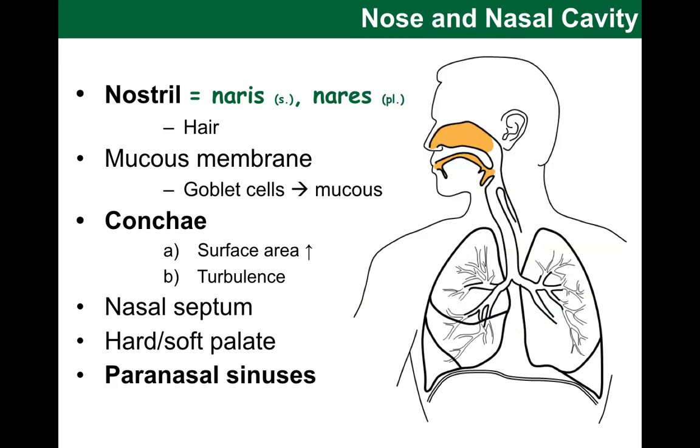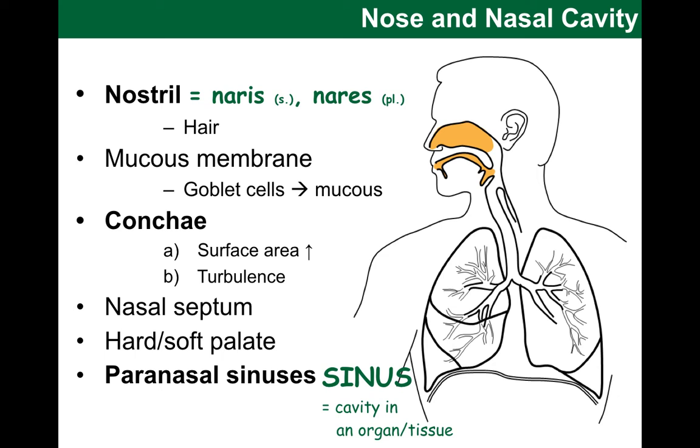The final structure, or set of structures, that I want us to focus on in this region are the paranasal sinuses. Remember from our anatomical language that sinus was a sac or cavity within an organ or tissue, so an empty space if you wish. And paranasal sinuses are therefore cavities in the dense portion of the cranial bones near the nose region. Let's have a look at these.